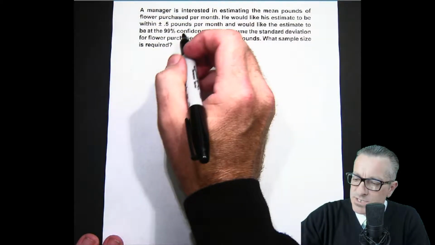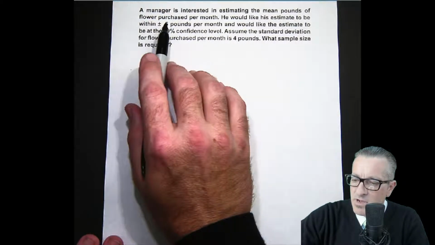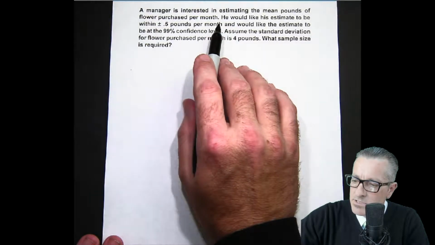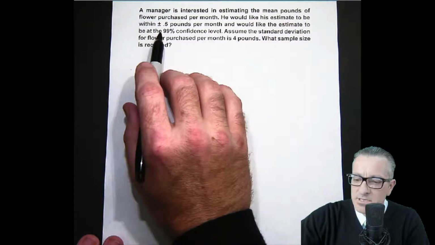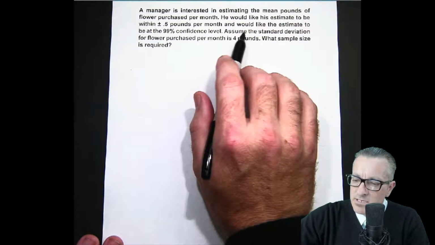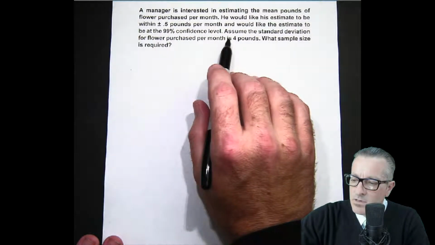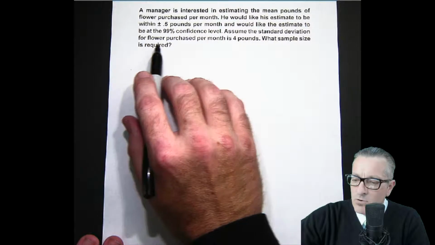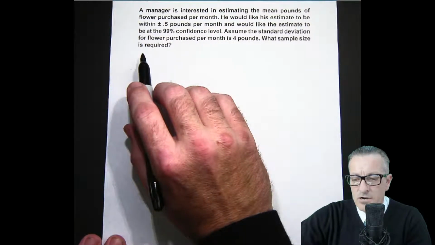A manager is interested in estimating the mean pounds of flour purchased per month. He would like his estimate to be within plus or minus 0.5 pounds per month, and would like the estimate to be at the 99% confidence level. Assume the standard deviation for flour purchased per month is 4 pounds. What sample size is required?